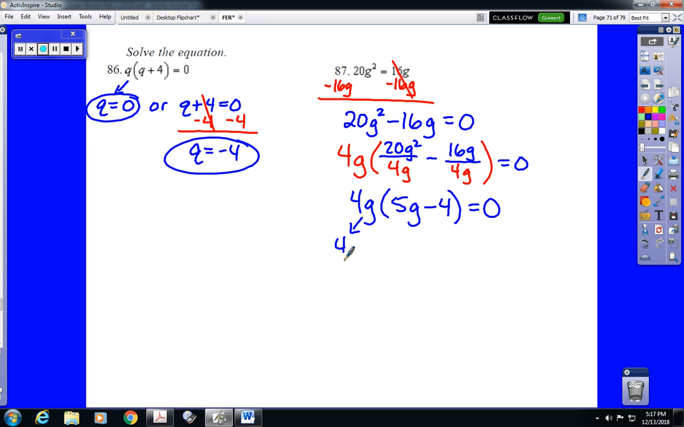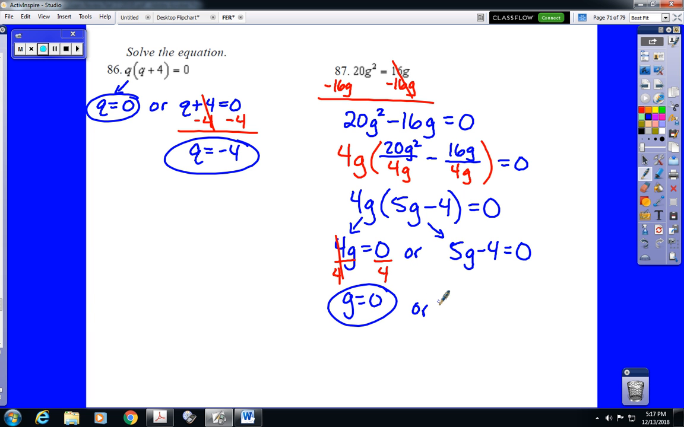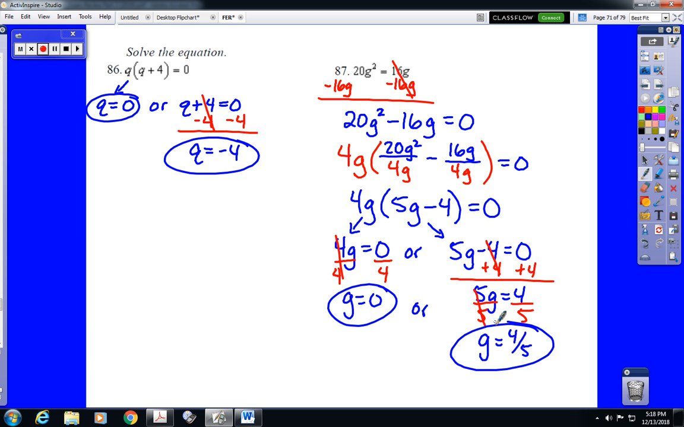Then we split that into two separate equations. 4g equals 0 or 5g minus 4 equals 0. Both are going to require a tiny bit of solving, although for the first one we just divide by 4, and when we divide 0 by 4, we still get 0 as our first answer. Second one, we would add 4 to each side, which would give us 5g equals 4. And then we would divide each side by 5, which would give us g equals 4/5. So our answers are 0 and 4/5.